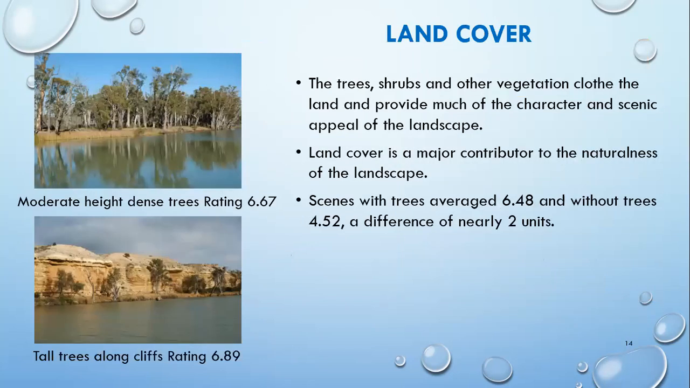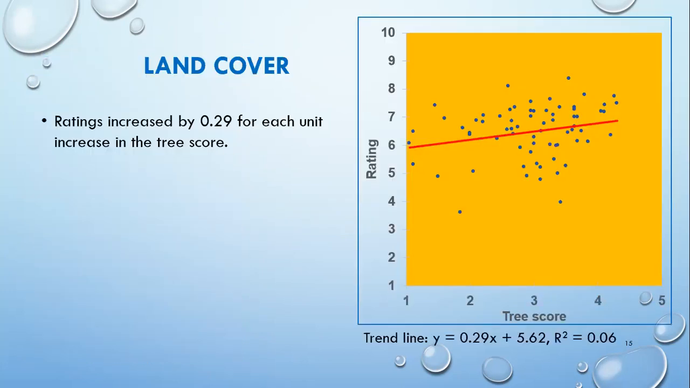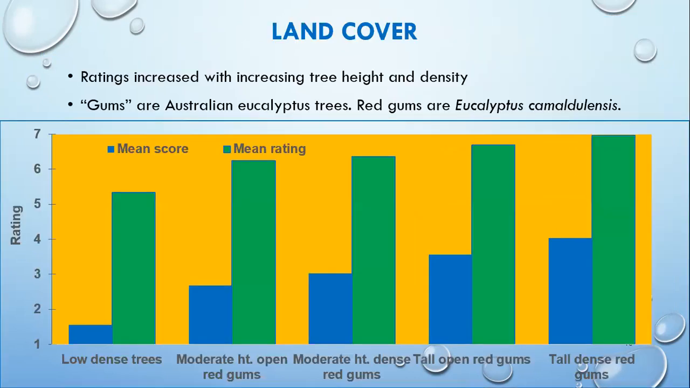Land cover, that is the vegetation, trees and shrubs and so forth that clothe the land, provides much of the character and the scenic appeal of the landscape, and it also is a major contributor to its sense of naturalness. Scenes with trees average 6.5, and without trees 4.5. So you can see a difference of 2 units in that. And here we have a graph showing the increase in tree score, and the ratings increased by 0.29 for every unit increase in the tree score.